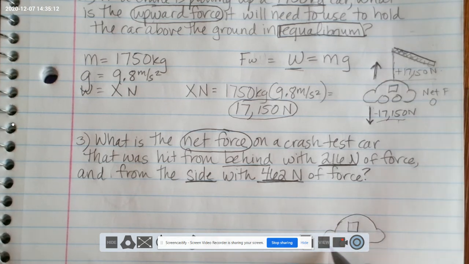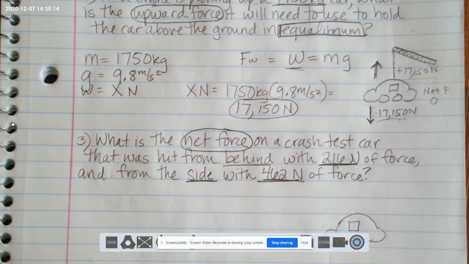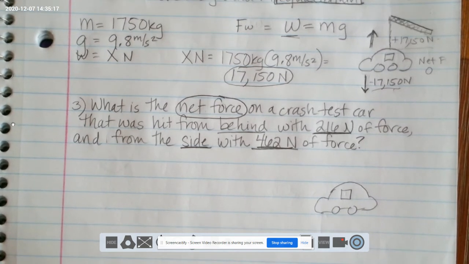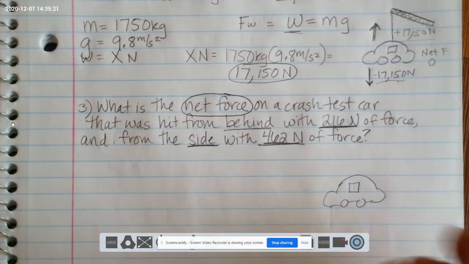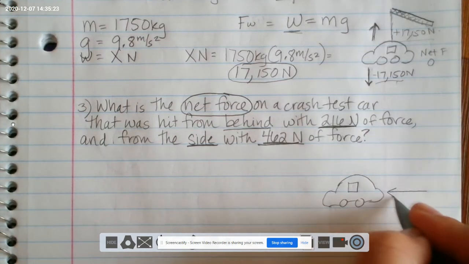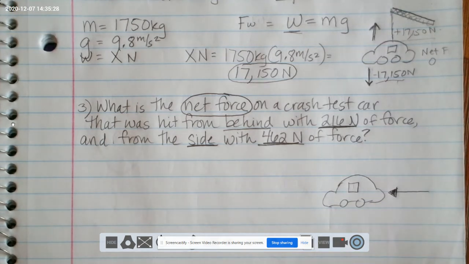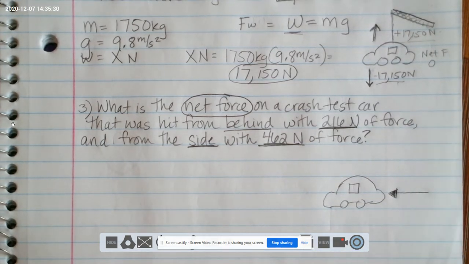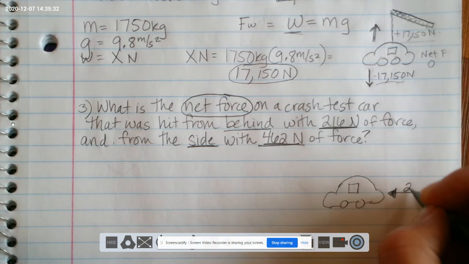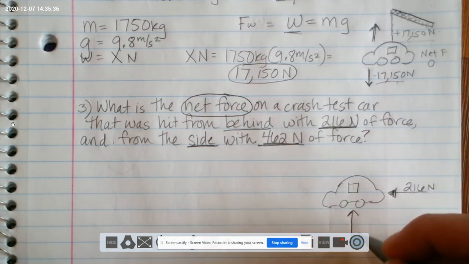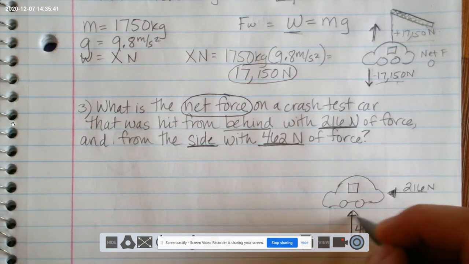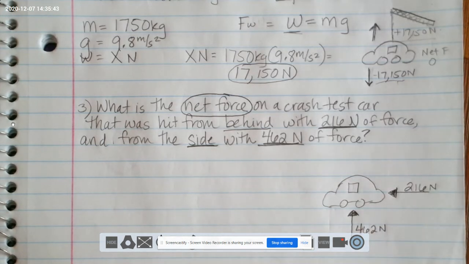Okay, so I got my car. So good at cars. So my car now is being hit in two directions. Once from behind, and it's a crash test car, so they're really banging it up to try to see what happens. So 216 newtons of force came from behind, while 462 newtons of force came from the side. So now we have forces coming at a right angle.